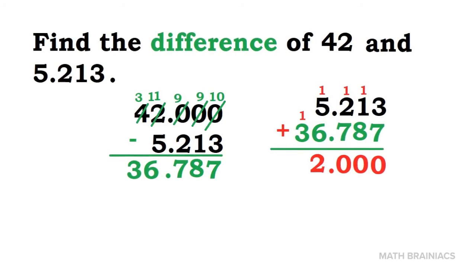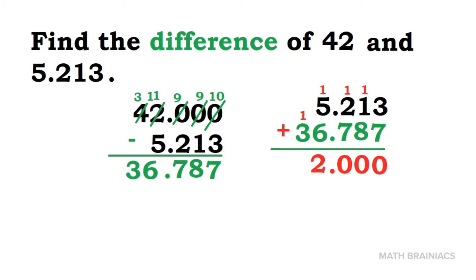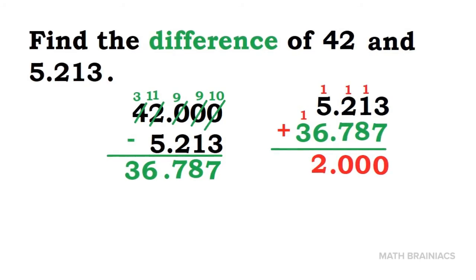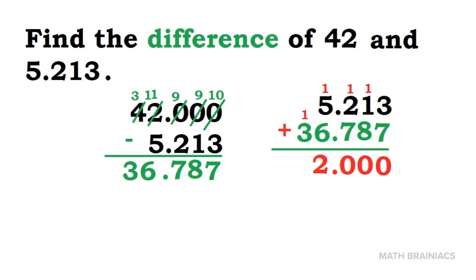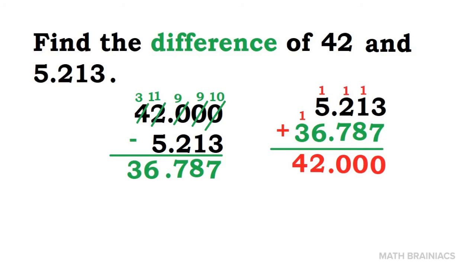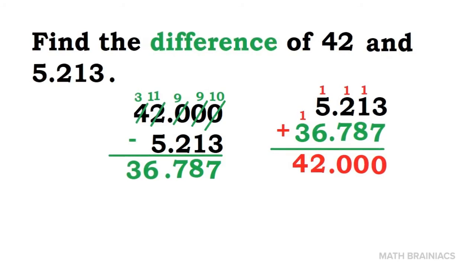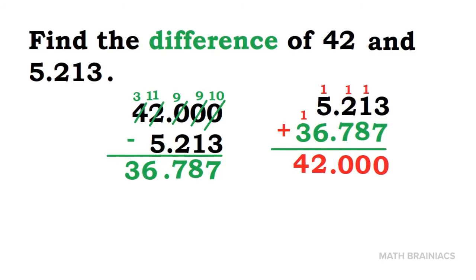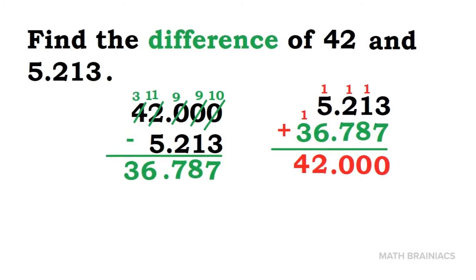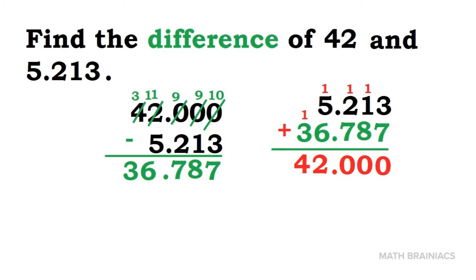7 plus 2 is 9 plus 1. It will give us 10. Therefore, we're going to write down the 0 and carry over the 1 on the ones place. Then, 5 plus 6 is 11, plus 1 on the carried over number. It will give us 12. We're going to write down the 2 and carry over the 1 on the tens place. Finally, 3 plus 1 will give us 4. Therefore, 5.213 plus 36.787 will give us 42. Accordingly, our answer is correct.